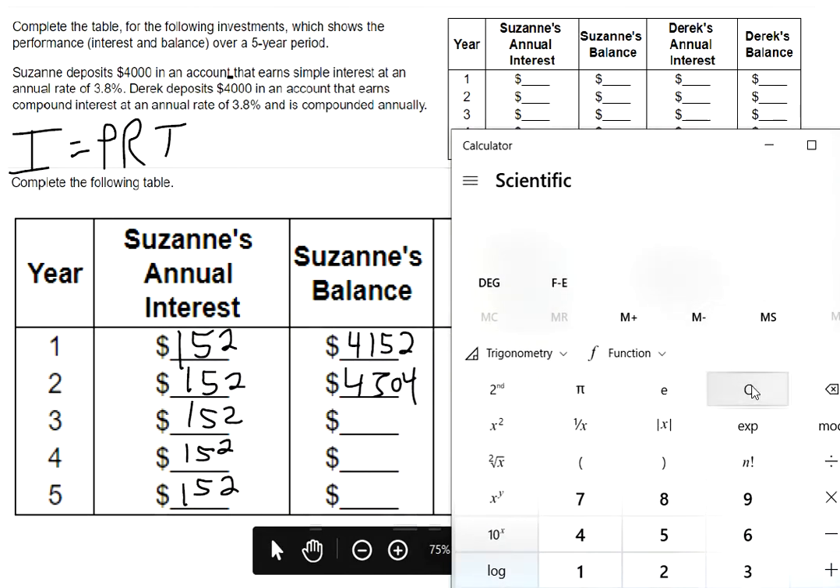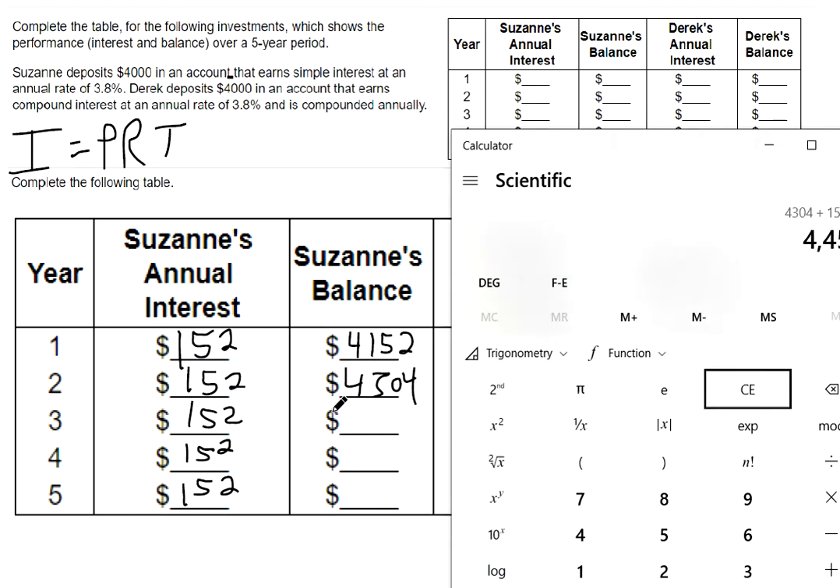Suzanne's is simple interest, so it's a simple calculation. We just keep adding by 152 each time. So my calculator's off screen there, but it's 4,456.